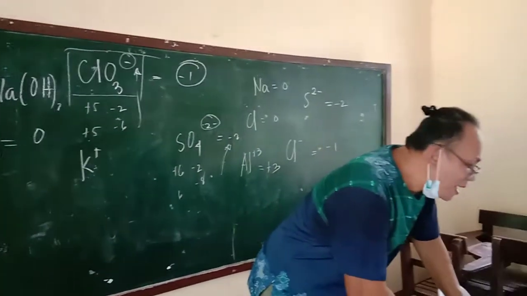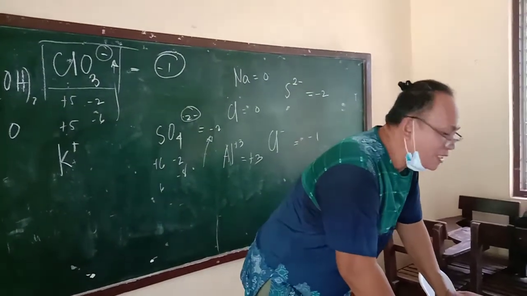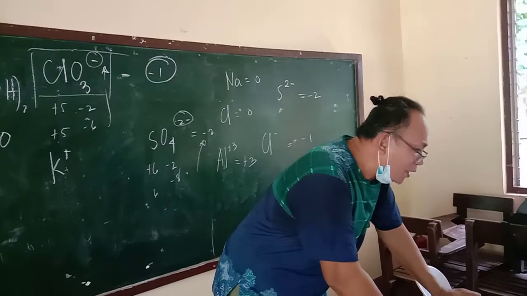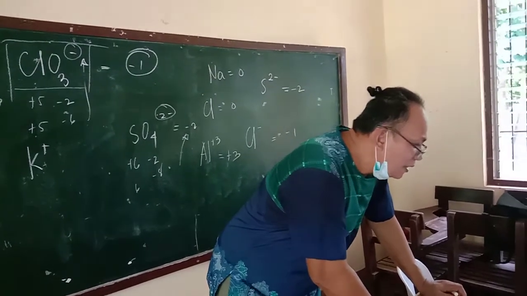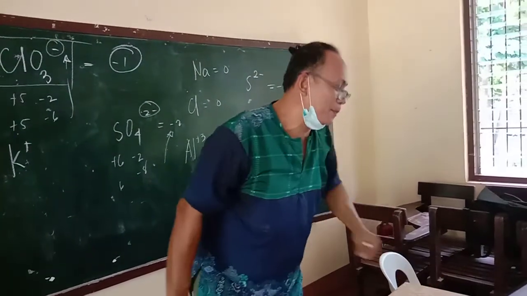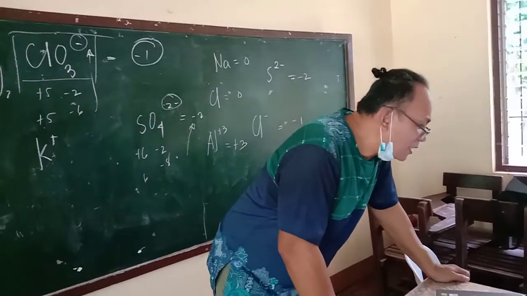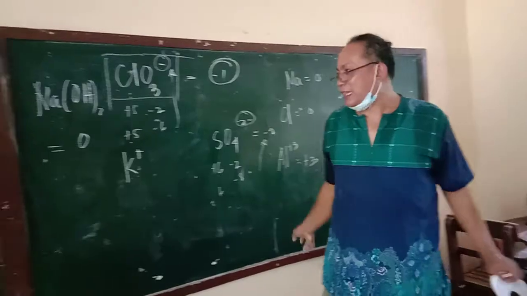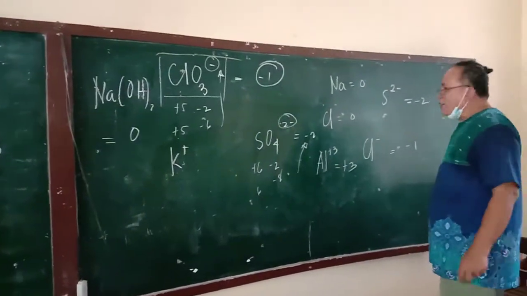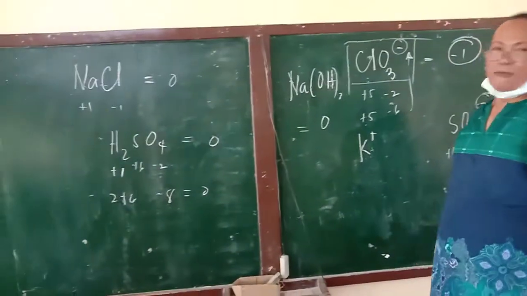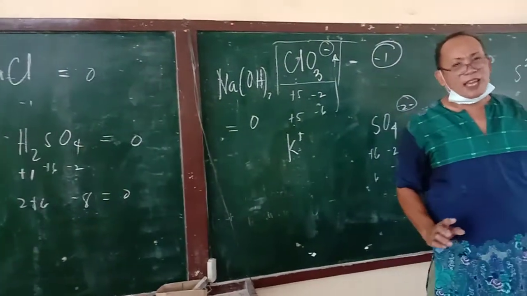Next! Which elements have specific rules? Oxygen is always negative 2. Which element does not have rules? Carbon. Carbon does not have rules. Use rule 8 and a little simple algebra. This is what we did earlier. Sulfur became 6, chlorine became 5, because they have no specific rules.